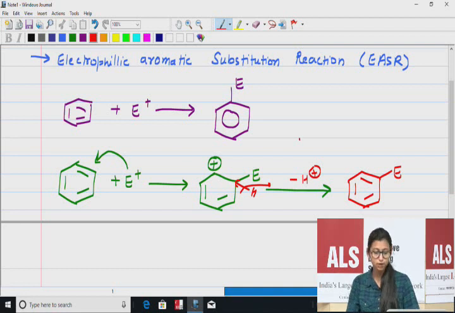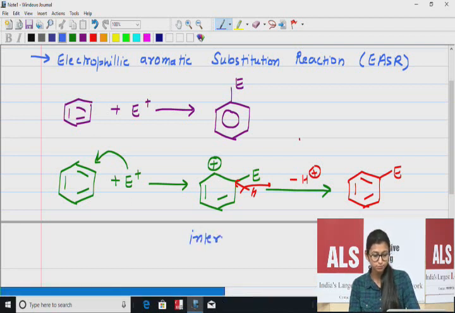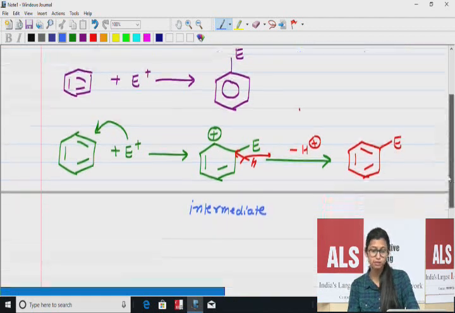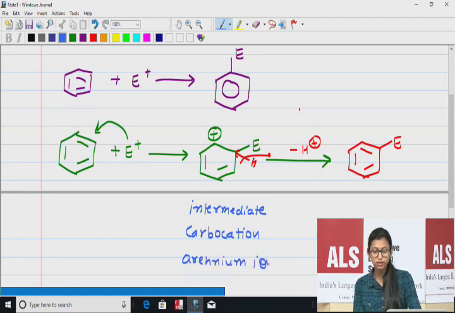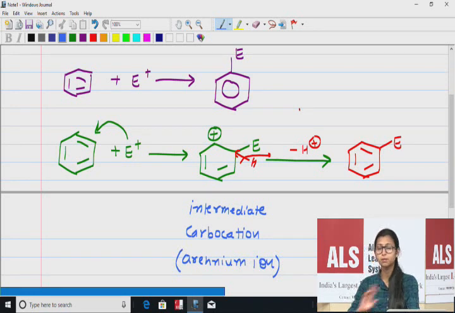Now this center one, this is my intermediate, okay? This is my intermediate. Now this is my carbocation, okay? Or I can say the name is arenium ion. This is nothing but arenium ion. Those who have started organic chemistry in their school might be able to relate it well. But this is a very simple and very easy mechanism.